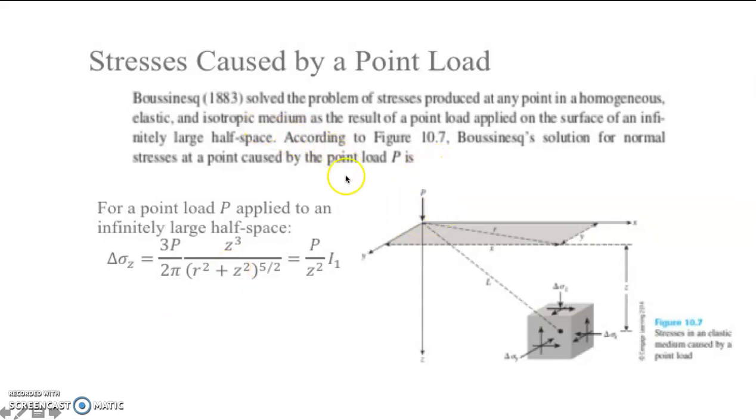Basically for this, we use the concept of Boussinesq, which he studied in 1883. He solved the problems of stresses produced at any point in a homogeneous, elastic and isotropic medium as a result of a point load applied on the surface of an infinitely large half space. So this is the figure as illustrated by Boussinesq, the solution for normal stresses at a point caused by a point load P.